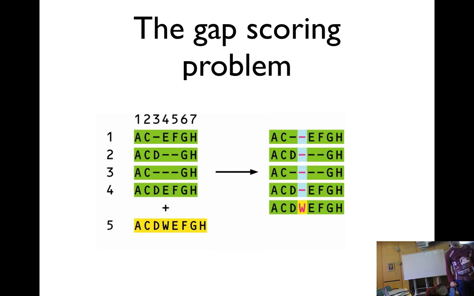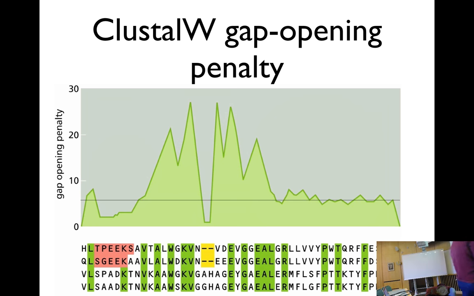But what ClustalW is trying to do here is trying to get the gaps in the same areas. So basically, if you have a multiple sequence alignment with gaps, it lowers the cost of the gap, in this case the gap opening penalty in particular. But this is an ad hoc rule that is somehow optimized. And that somehow makes the alignments have gaps that are clustered together, which is probably what you want.